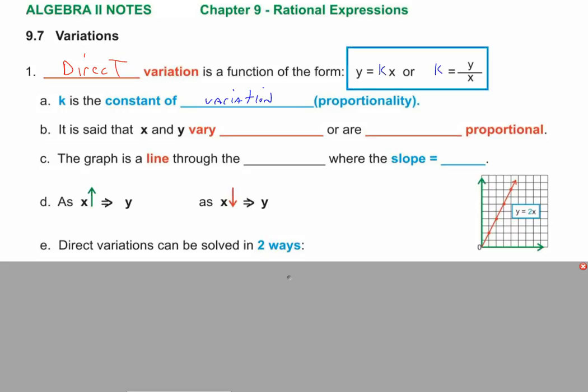All right. So when we talk about direct variation, it is said that x and y vary directly or are directly proportional. When the situation is y equals kx, they vary directly or they're directly proportional. So the graph of the line, the graph is a line through the origin. I've mentioned that to you already, right? The y-intercept is 0. And again, the k is where the slope is, so the slope equals k, right? The constant of proportionality is the slope.